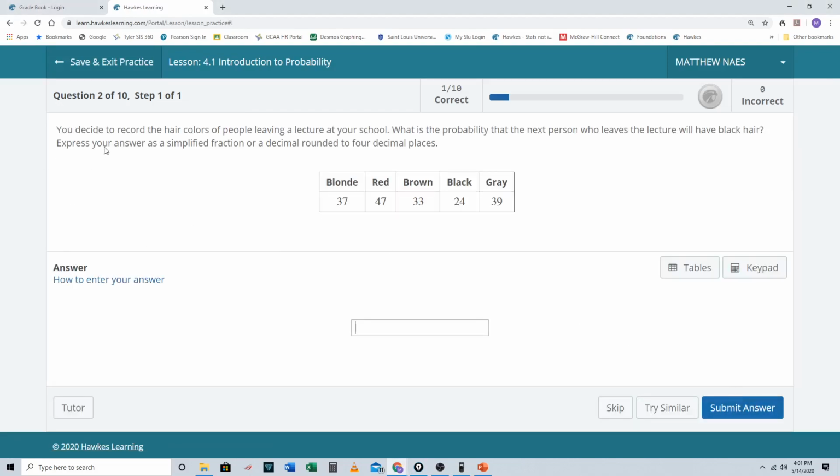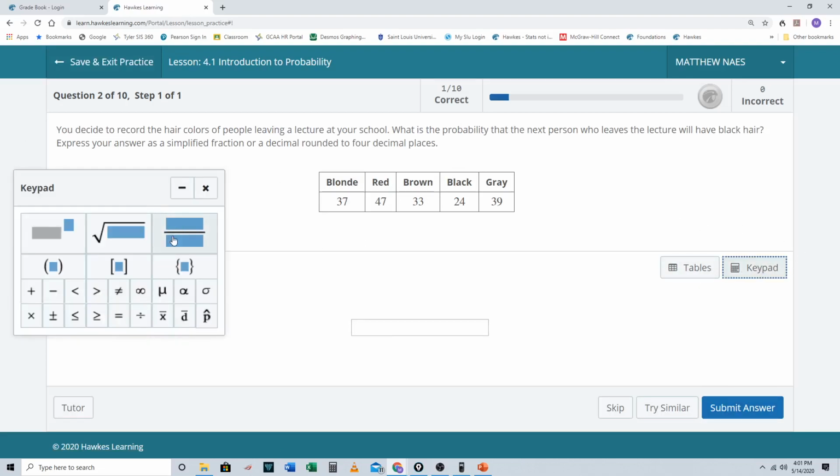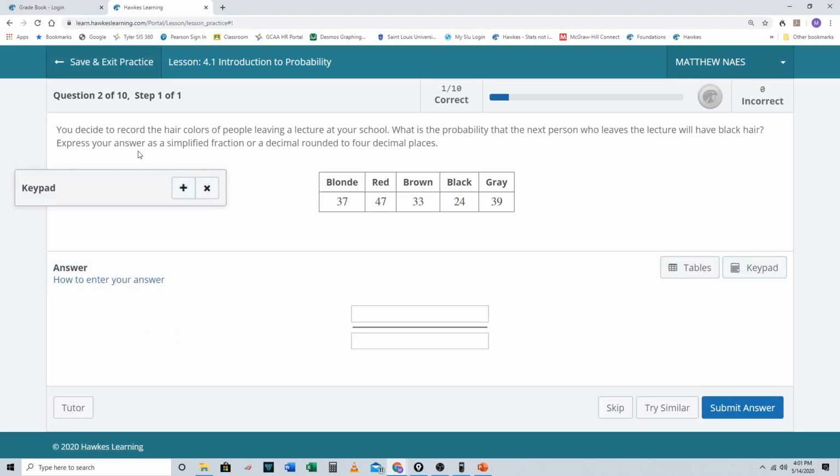All right, so here we go. Another one, again, it's going to be fractions, so I'm going to just keep putting fractions in there. So here they want to know, we decided to record hair color of people in your lecture at school. What is the probability the next person who leaves the lecture will have black hair? That means that's my numerator, 24. All right. The denominator is how many there are total.